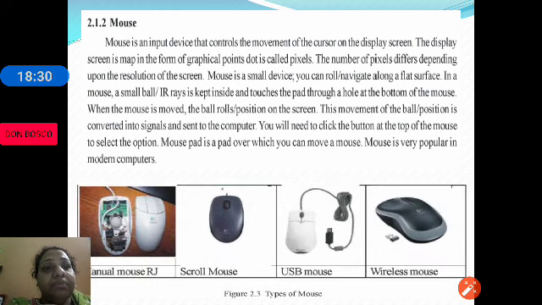There are many different types of mouse available, that is manual mouse, scroll mouse, USB and wireless. These days the manual mouse is not used. So these days we generally use a scroll mouse, a USB mouse or a wireless mouse.